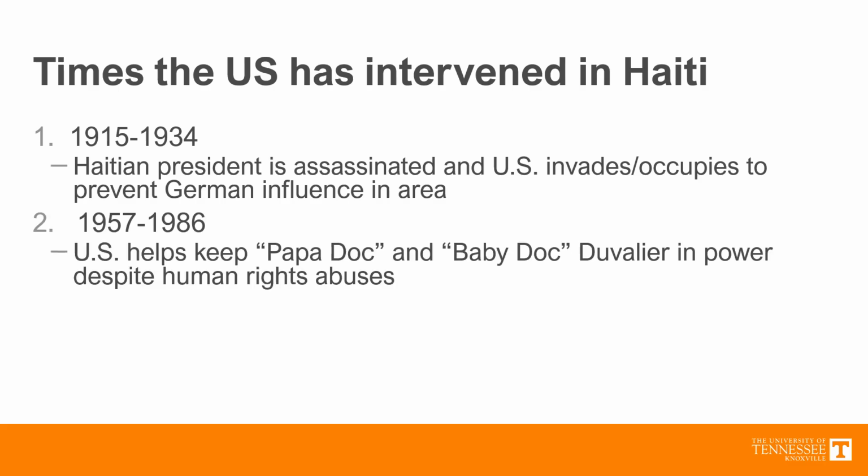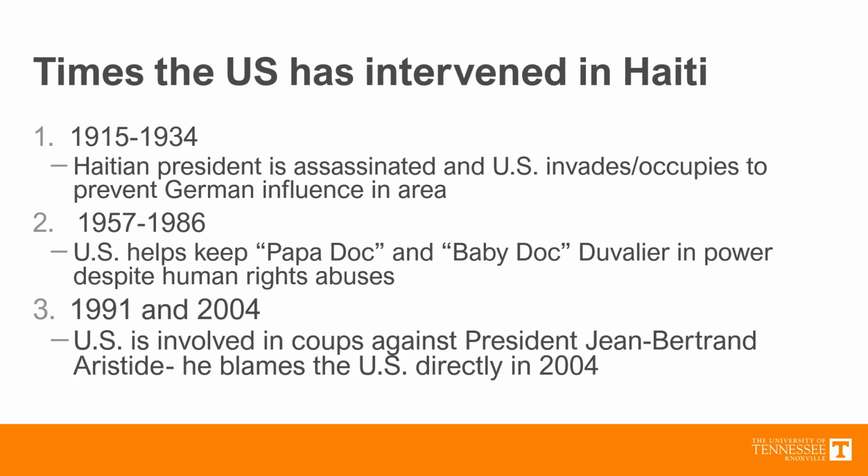From '57 to '86, the U.S. helped keep dictators Papa Doc and Baby Doc Duvalier in power despite their human rights abuses. And from '91 to 2004, the U.S. was involved in coups against President Jean-Bertrand Aristide, and he directly blamed the U.S. in 2004 for this. Of course, not all of them were successful.